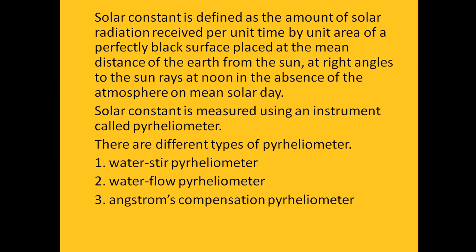Now, solar constant is measured using an instrument called pyrheliometer. There are different types of pyrheliometer: water stir pyrheliometer, water flow pyrheliometer, and Angstrom's compensation pyrheliometer. In this video, we are going to learn about Angstrom's compensation pyrheliometer.